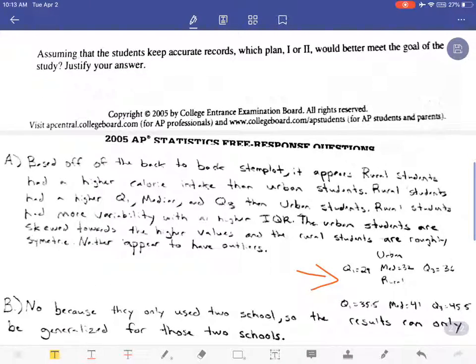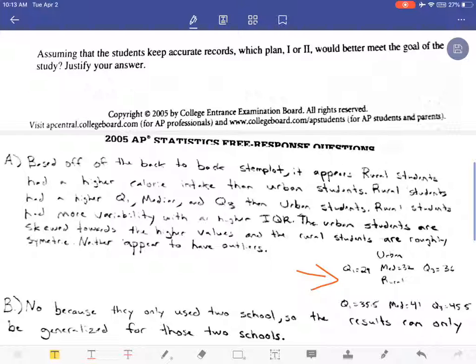So that's what you should have done for part A. You're including talking about the shape, center, spread, outliers, and then you're also including context. So not only do I have that first contextual sentence to start off with, I have little contextual things where I'm talking about the rural students and the urban students throughout the rest of my response.